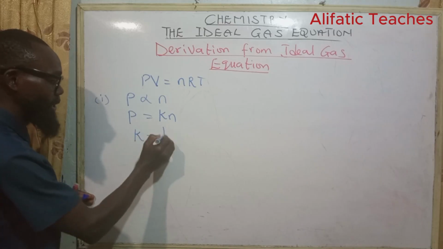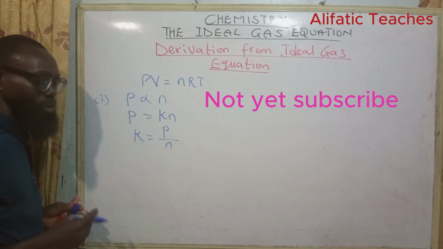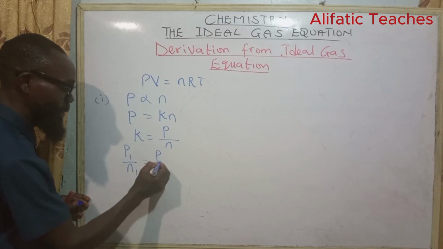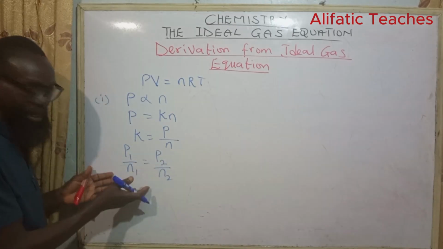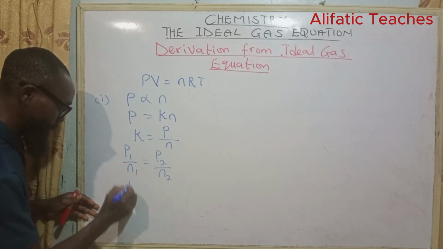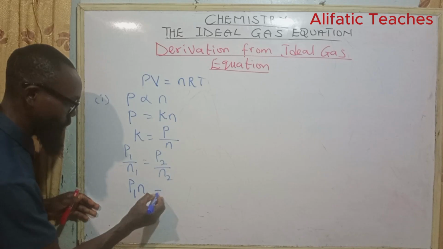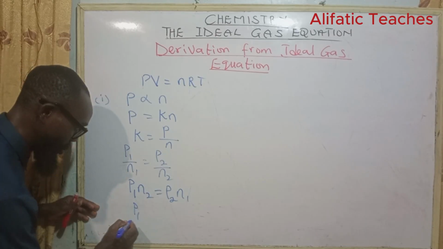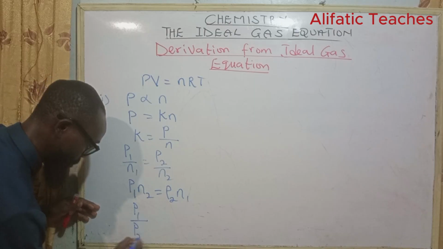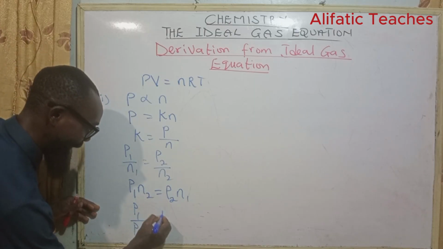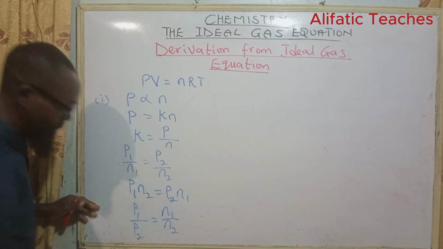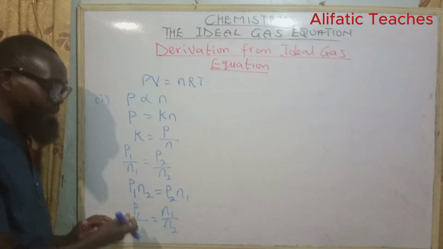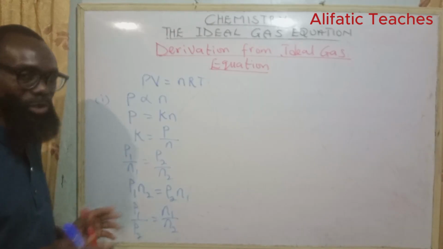K is equal to P over what? Over n. We can write this as P1 over n1 is equal to P2 over what? n2. From here, when we cross multiply, we are going to have P1 n2 is equal to what? P2 n1. Or finally, we have P1 over P2 is equal to n1 over n2. When you cross multiply, you are going back to this place. So you can have a derivation from here. This can be used to solve many questions.